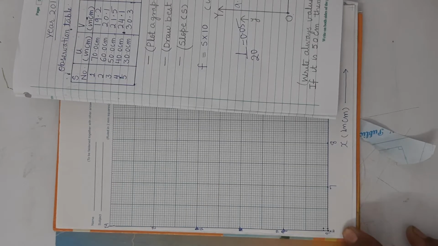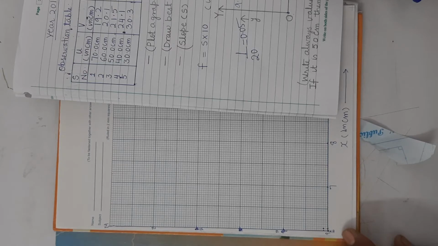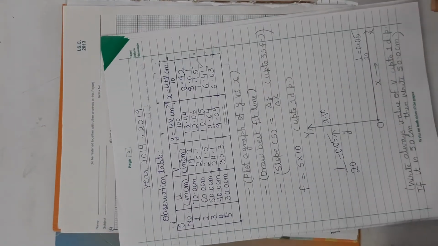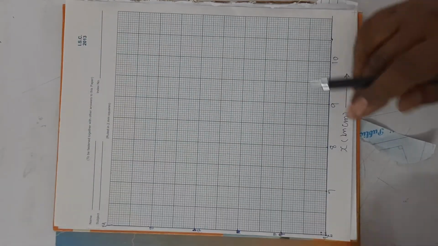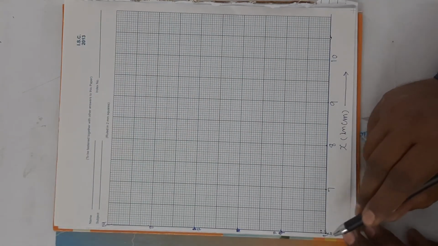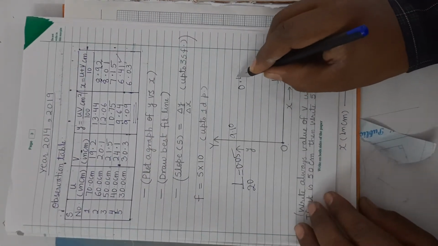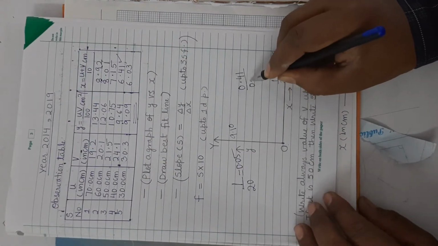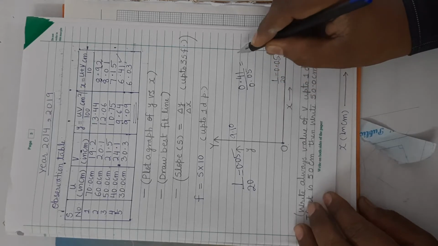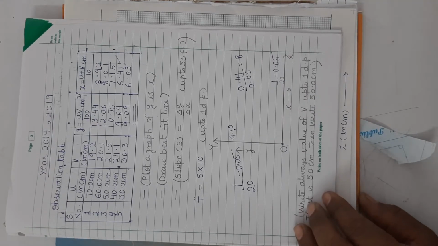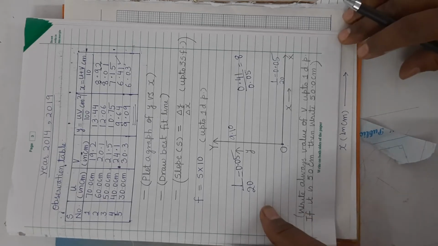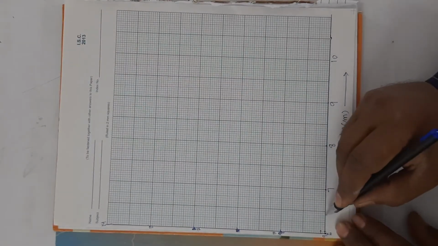On the graph paper, everything you will do by pencil, by the sharp pencil. Here I am doing by pen. Now 6.41. So you can see here 6 तो यहाँ तक है, बचा कितना? 0.41. And what is the least count? 0.05. Means it is nearly 8 divisions. 6 के आगे 8 divisions. 6 के आगे 8 divisions means it will be this.